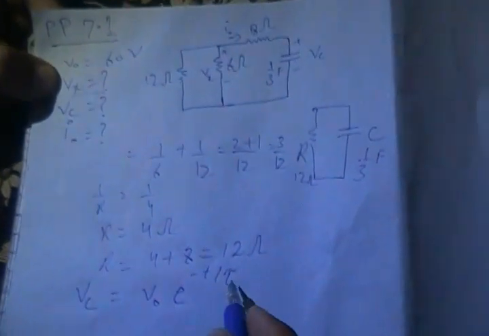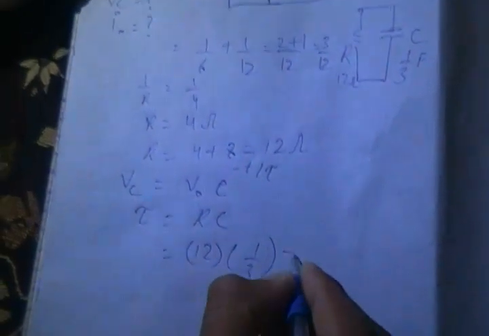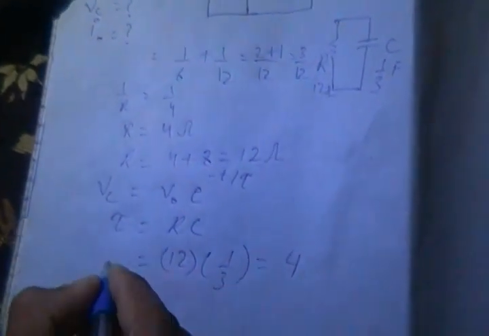Now we have to find this. So this is the tau. Tau is equal to RC. So the R is 12 ohm and the capacitance is 1/3. So the tau would be 4. This would be 4 seconds. So let's put this in this equation.